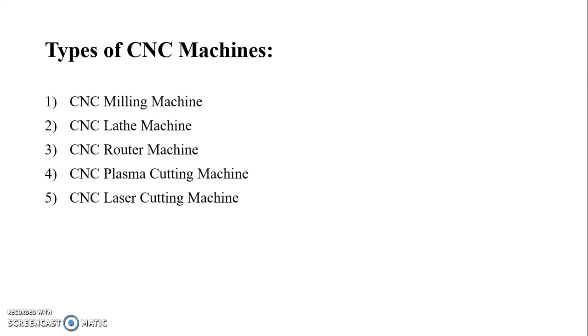Then there are different types of CNC machines, so we will see them one by one. There are 5 types of CNC machine: CNC milling machine, CNC lathe machine, CNC router machine, plasma cutting machine, and CNC laser cutting machine. First, the CNC milling machine.